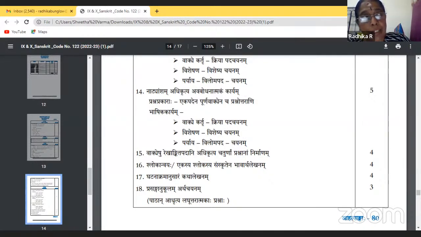If the student is thorough about the stories in the textbook, they can easily attempt the question. And so many Paryaya Padani, synonyms, are there in the textbook exercises.